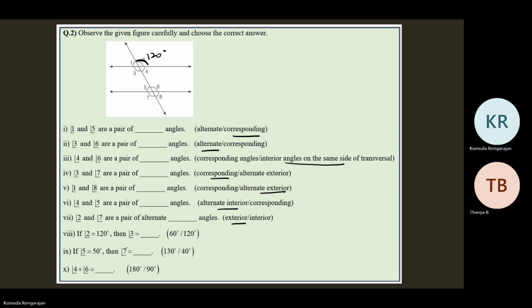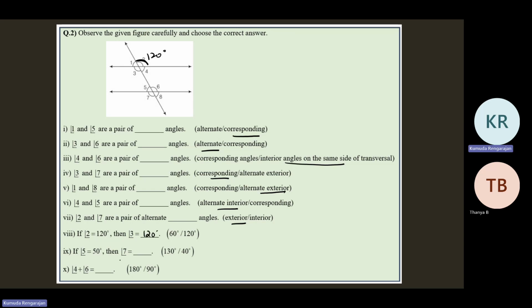If angle 2 is 120 degrees, then angle 3 is equal to 60 degrees. How much? No, you were not clear. Angle 3 is equal to 120 degrees. Reason? Vertically opposite angles. Vertically opposite angles are equal.